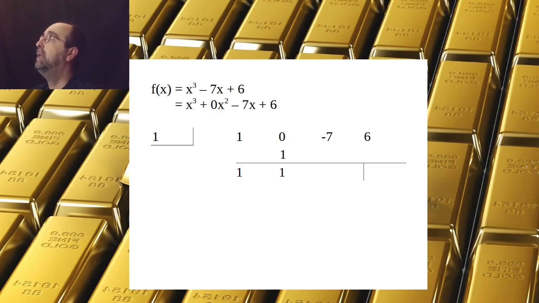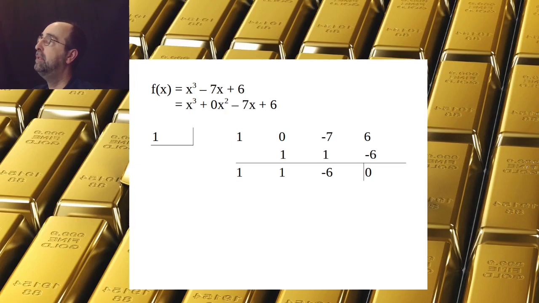When we multiply the upper left corner by this one, we get a 1, and we'll put it here. And when we add here, we get a negative 6. And when we do 1 times negative 6, we get a negative 6, and I put it here. And when I add 6 plus negative 6, I get 0. And that means that we have no remainder.